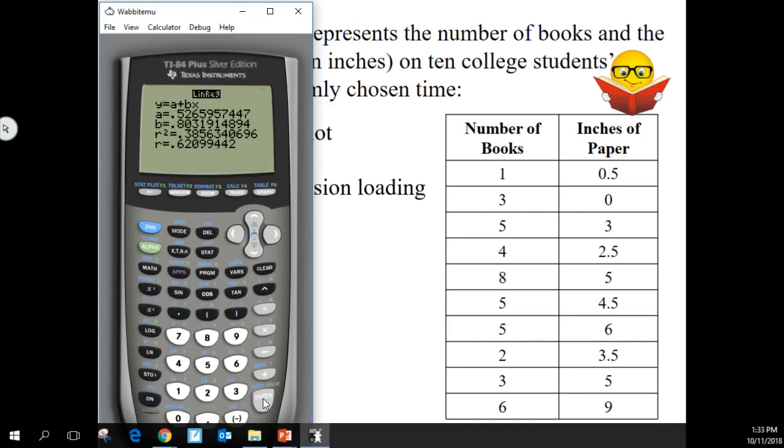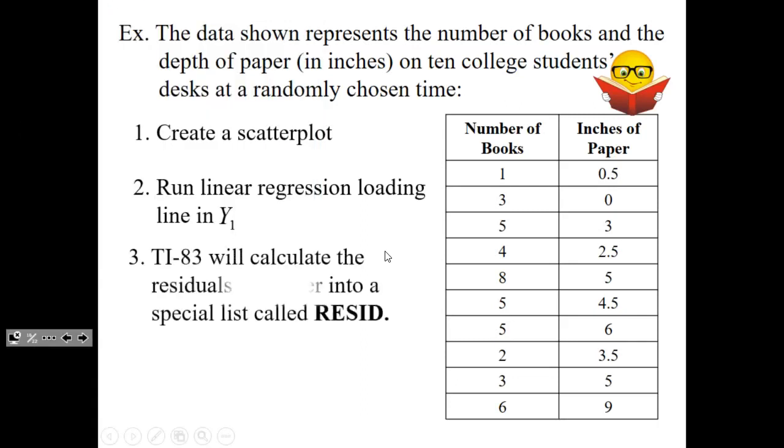And here I've got my R value, 0.62. So it's moderately strong. It's definitely not weak. It's positive. It's not very strong, but it's moderately strong. Okay? And here's what happened.